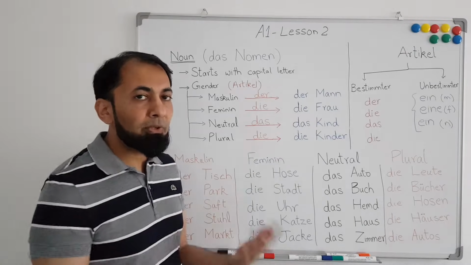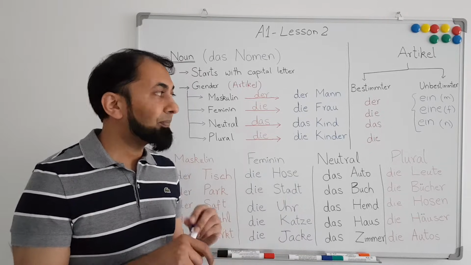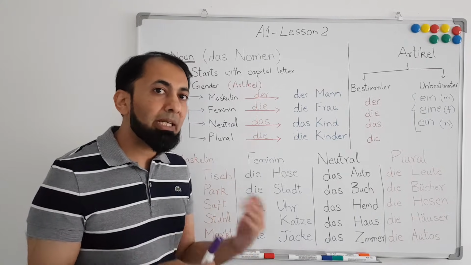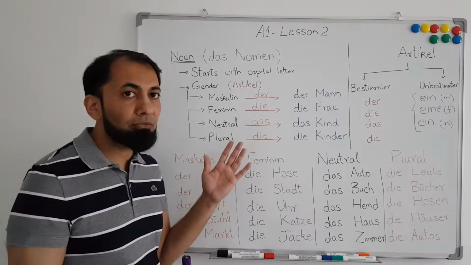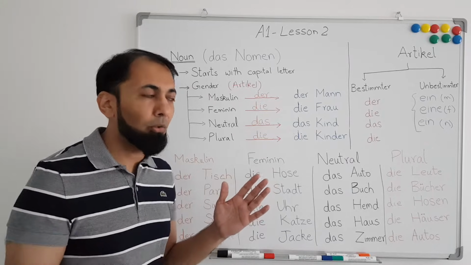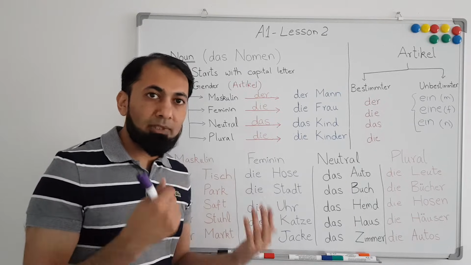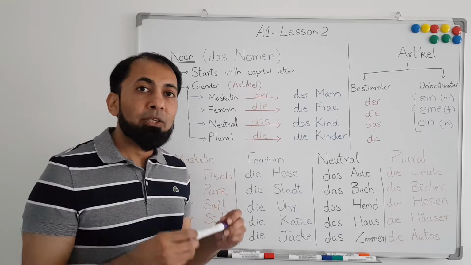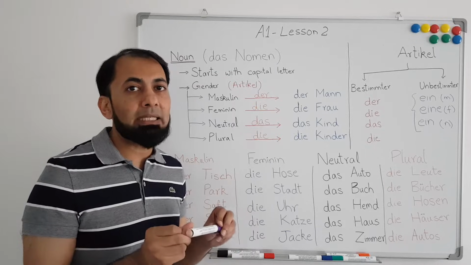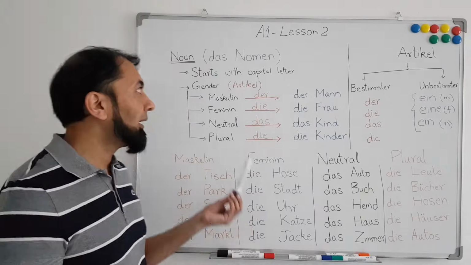And how will you identify whether a noun is masculine, feminine, or neuter? That will come with the passage of time. We will also go through some tips that will help you identify the gender of the noun. But at this particular stage, we have to follow the rule of thumb, and the rule of thumb is that whenever you come across any noun, you learn this noun along with its gender or along with its article. So let's see what an article is.